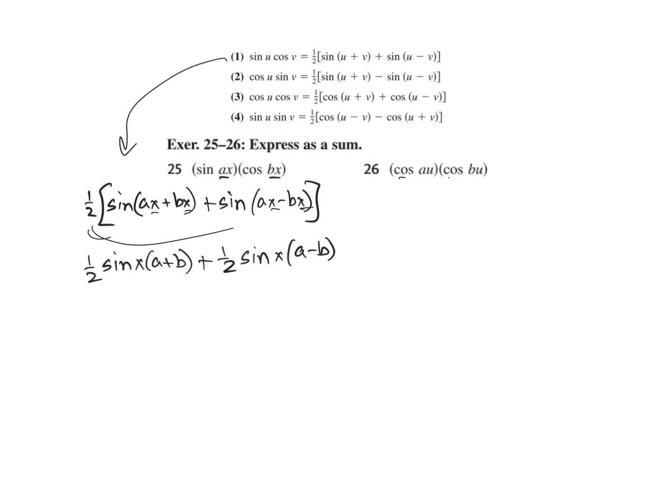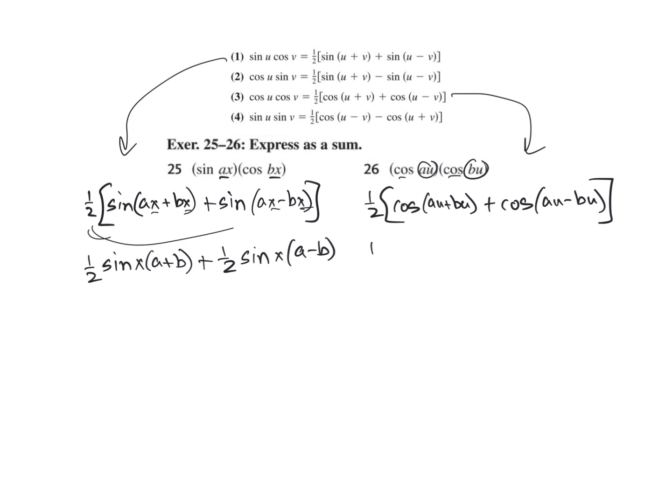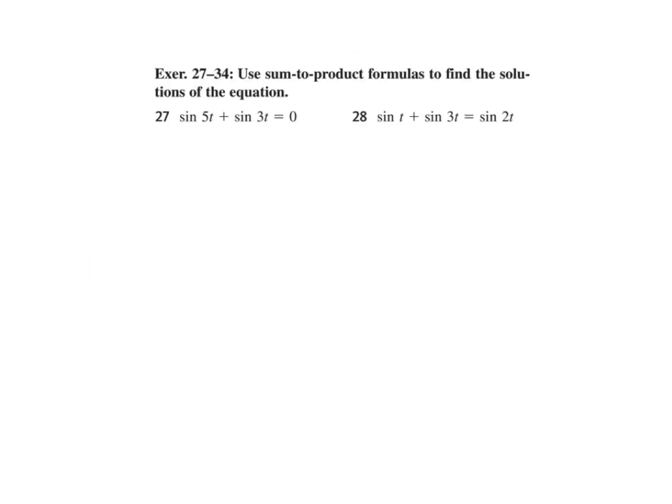All right, now we have cosine times cosine. That is number 3. So let's write that formula, 1/2 times the cosine of au plus bu, plus the cosine of au minus bu. And again, you're going to factor out that u and distribute the 1/2. So this is 1/2 cosine of u times (a plus b), plus 1/2 cosine of u times (a minus b). And that's your answer.